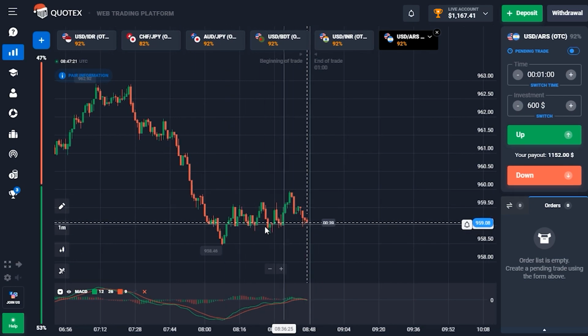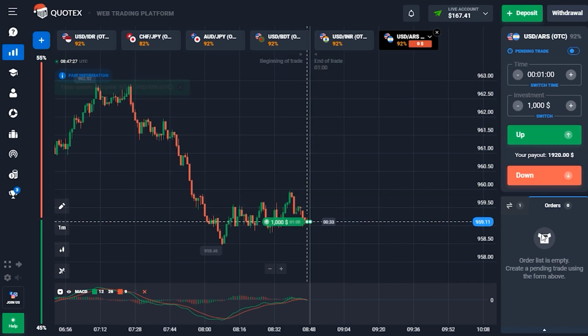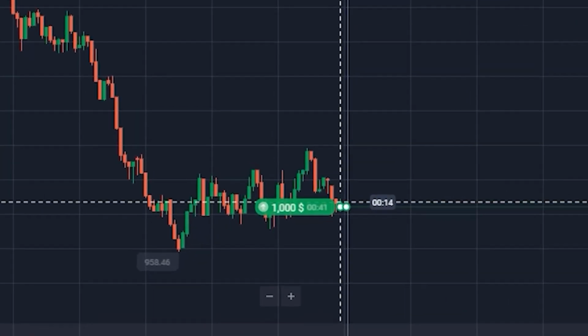We have already made a profit on this currency pair. The situation has not changed here. It's also a global downtrend. But now the price is at the support level, and this is our chance to open a trade up by $1,000.